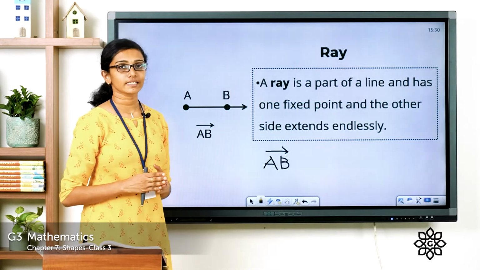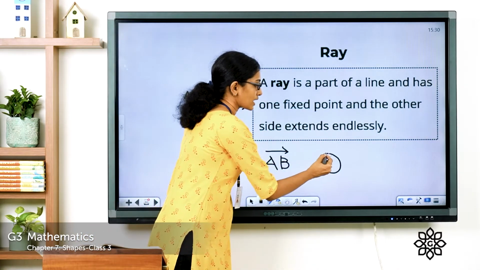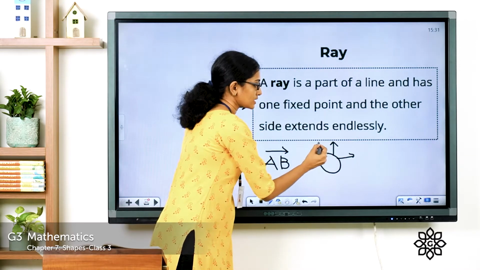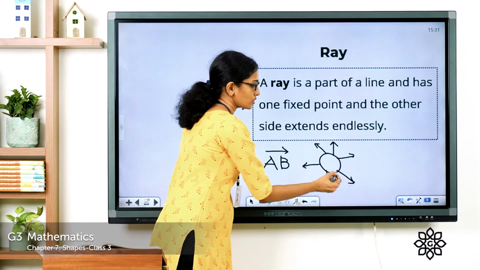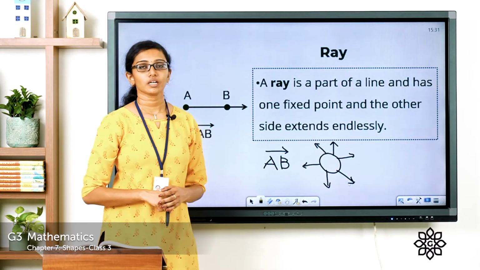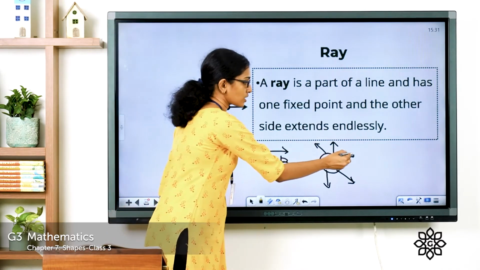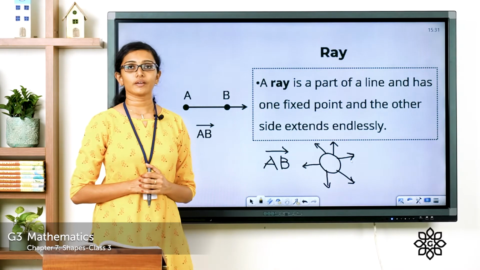Let me say a fun example. You children, when you were small, you used to draw a sun like this, and from that you would draw lines like this, right? So the sun can be considered as the source or the starting point of the ray, and the sun's rays can be considered as the rays like we studied today.